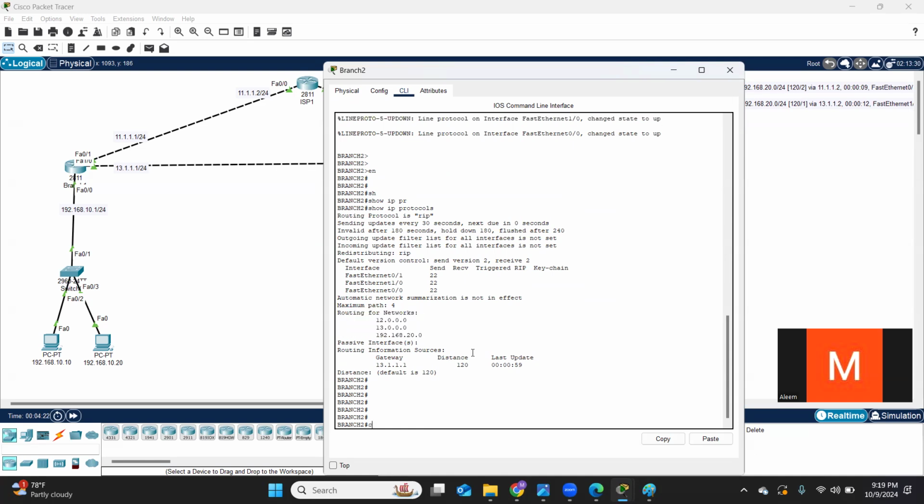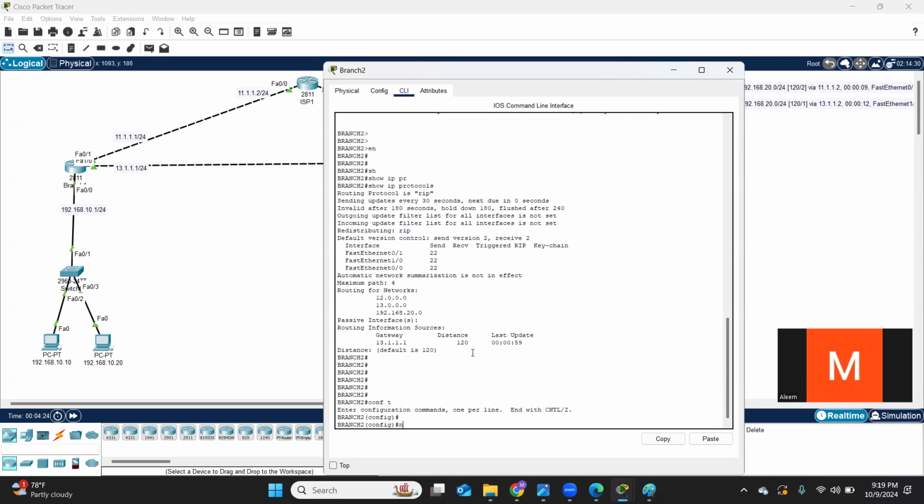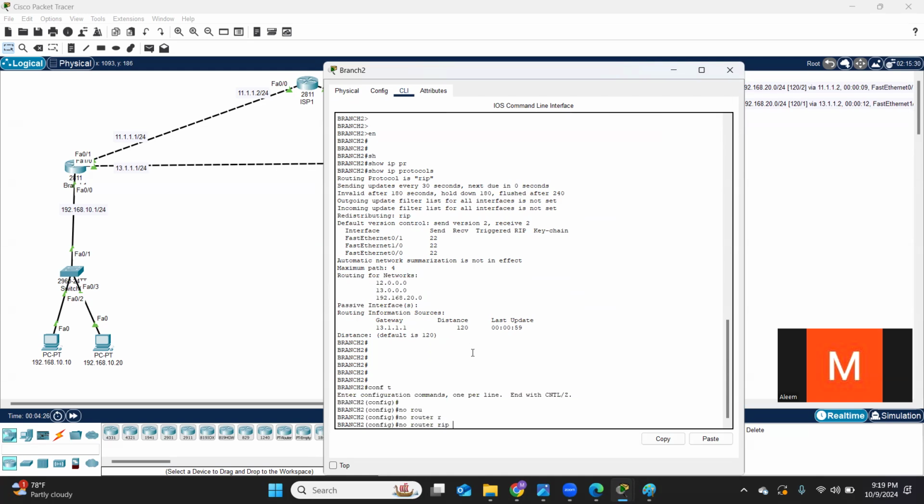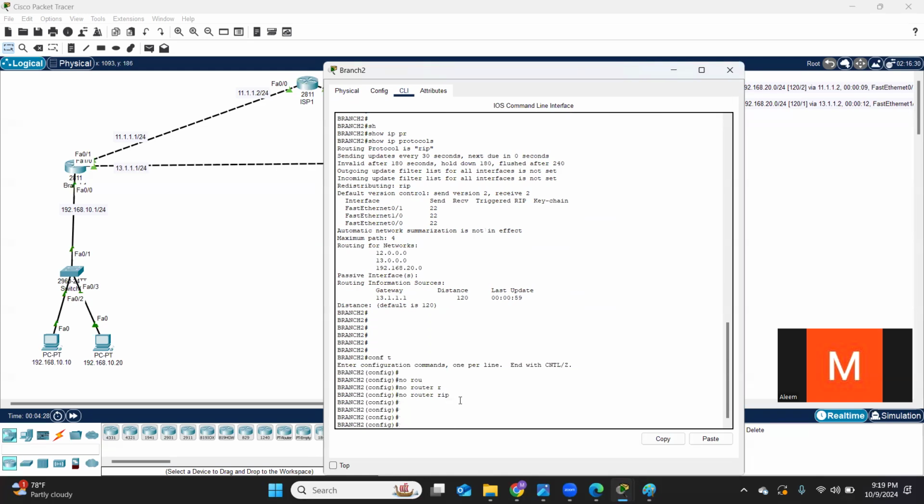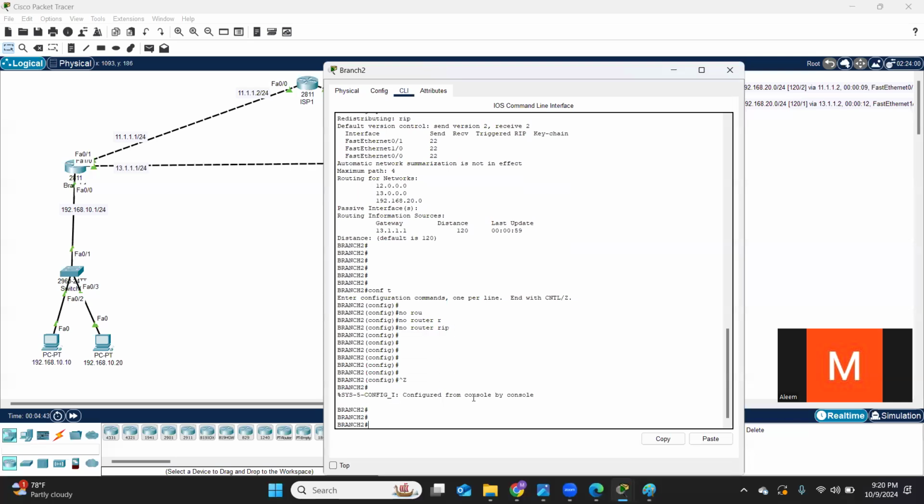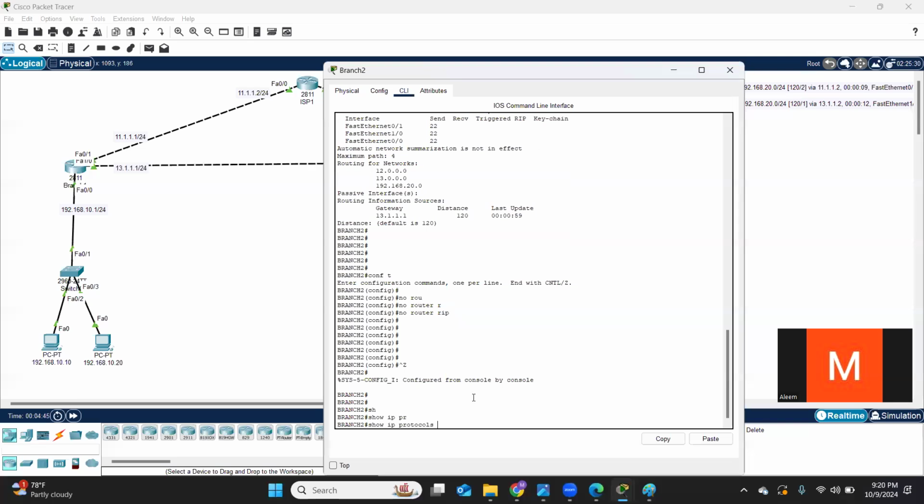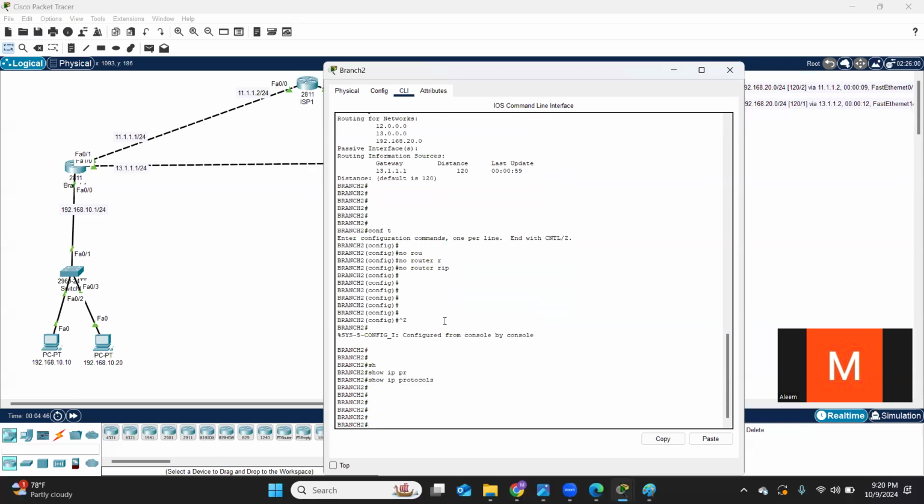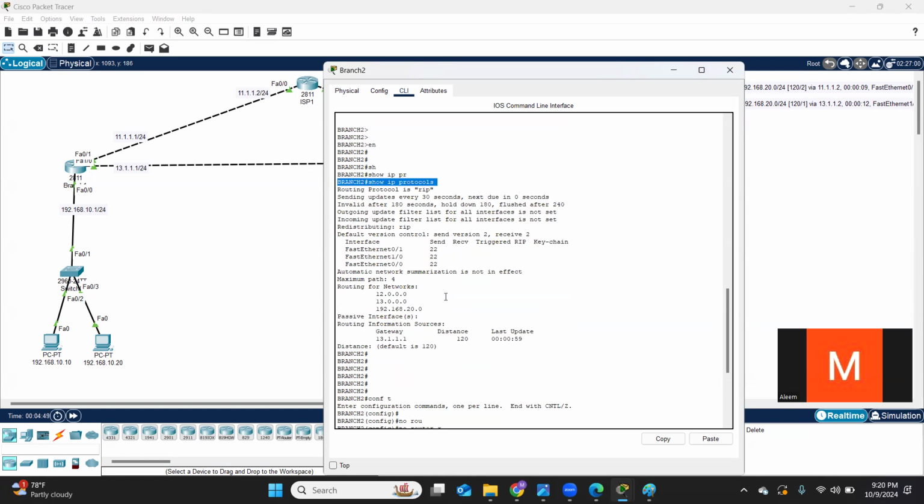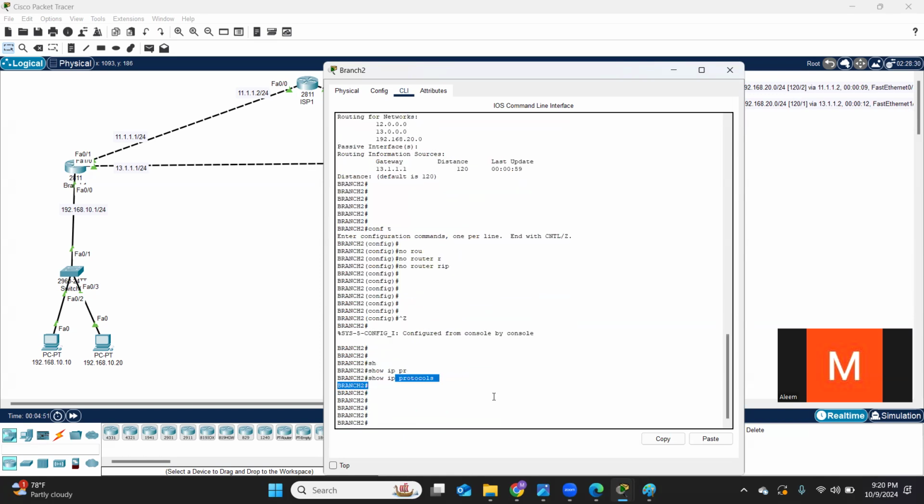So I'm removing the protocol. No router rip. And in real time, don't use these commands, because it will remove your entire routing information. In your real network, in your organization, don't use these commands. So show IP protocols: earlier we got the protocol, and now no protocol is working.